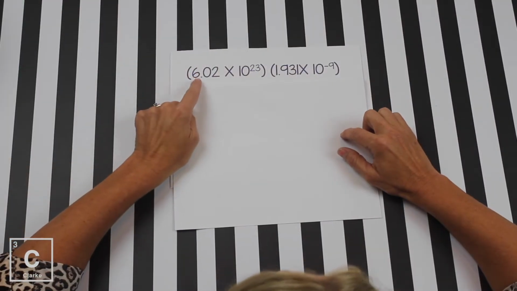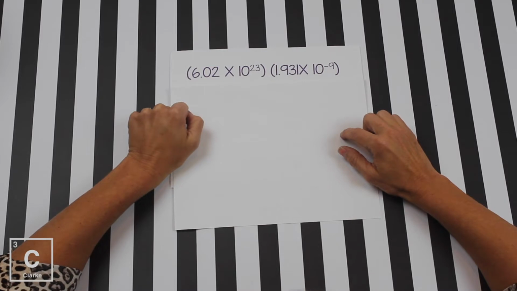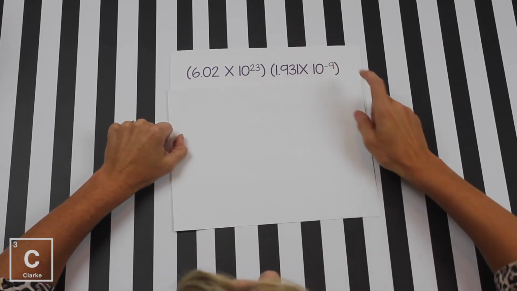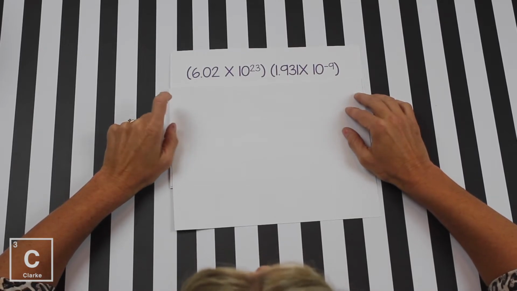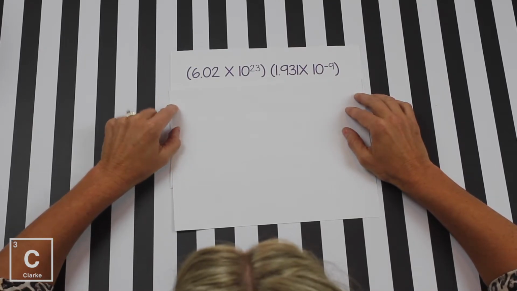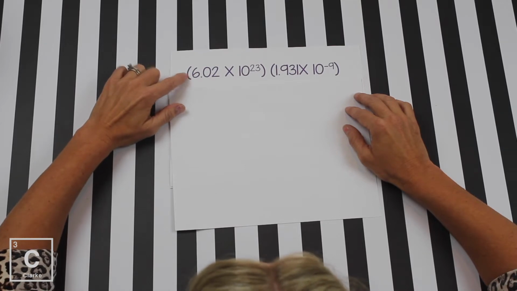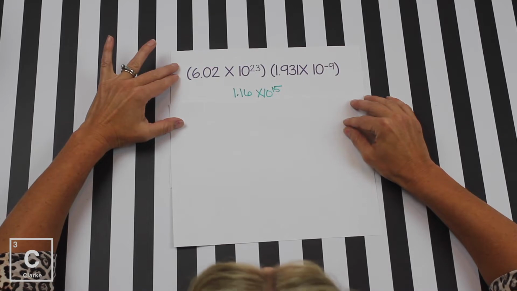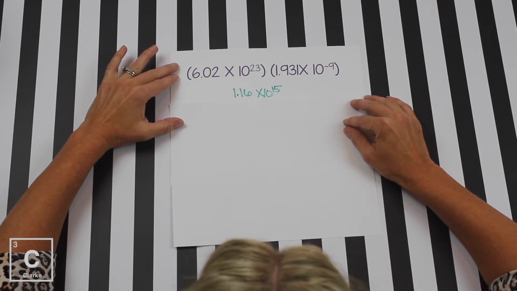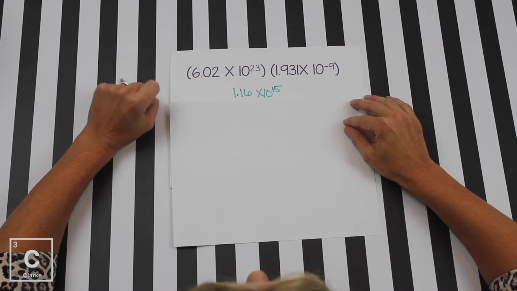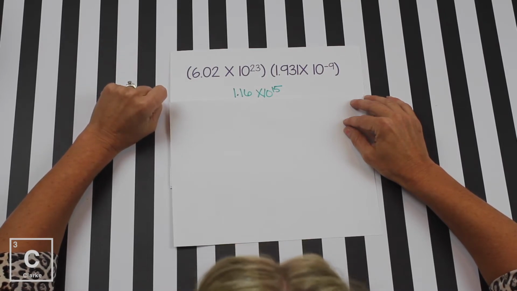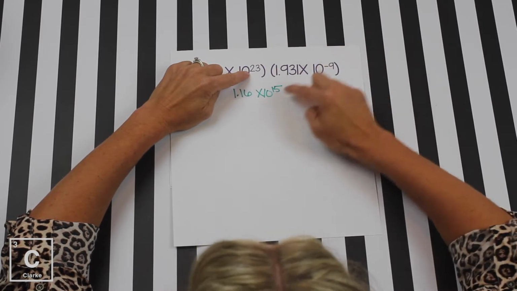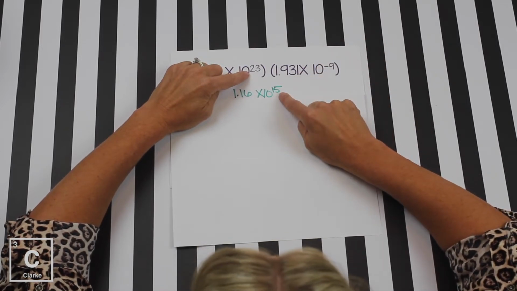Now, if we look at this first number, 1, 2, 3 sig figs. If we look at our second number, 1, 2, 3, 4 sig figs. If you remember back to our sig fig video, you take the least amount. 3 is the least amount, so it wins. So I rounded my answer to 1.16 times 10 to the 15. Now let's look and make sure we agree with that. Remember, when you multiply, you're going to add your exponents. 23 plus a negative 9, yeah, 15, that sounds very reasonable.